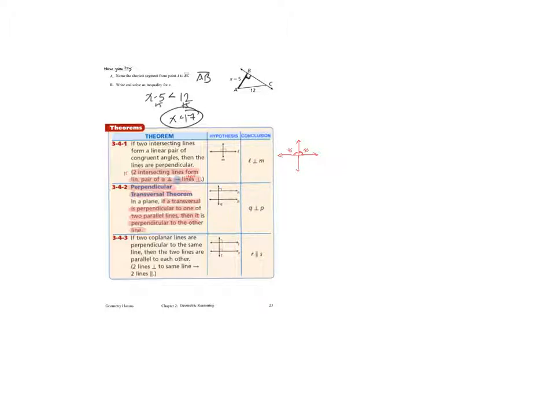if you have one line perpendicular to one of the parallel lines, think about this. If I do corresponding angles, this angle right here corresponds with this angle. Since they're parallel, those corresponding angles must be congruent. That's really what we're saying. If one of the parallel lines is perpendicular to the transversal, then the other one must be as well.